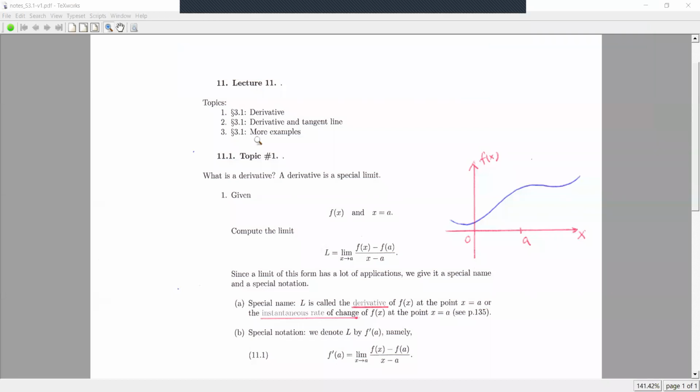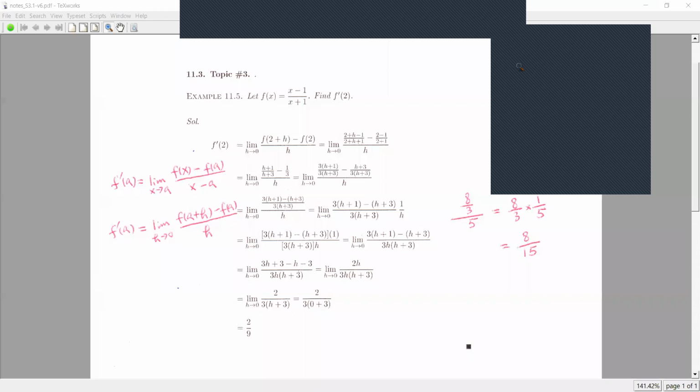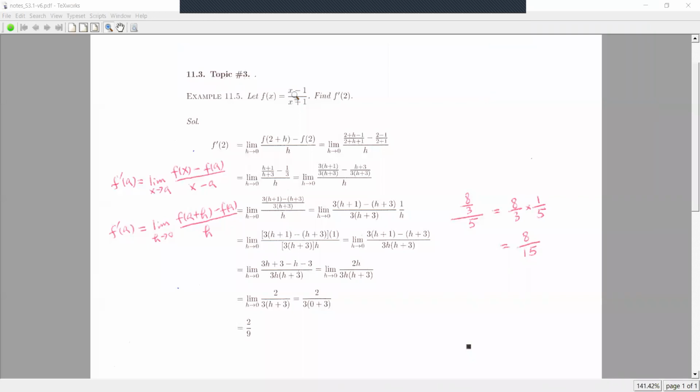Topic 3, more examples. Example 1 under this topic. Consider this function. Find the derivative of the function at point 2. We have two formulas to compute the derivative. Both formulas work well for this function. Let me pick the second formula to compute the derivative.